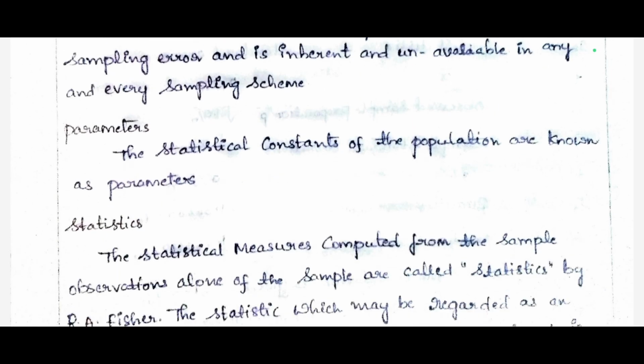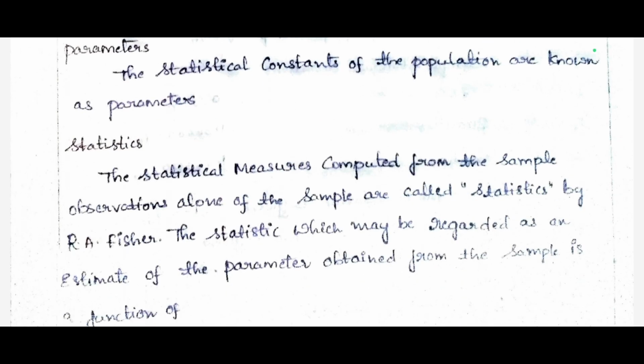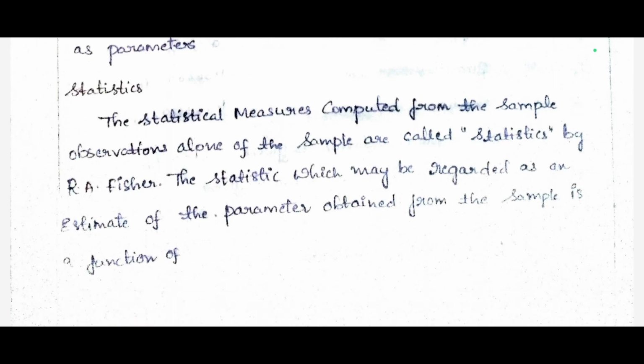Next, parameters. The statistical constants of the population are known as the parameters. Next, the statistics definition. The statistical measures computed from the sample observations alone are called statistics by R.A. Fisher. The statistic, which may be regarded as an estimate of the population parameter obtained from the sample, is a function of the sample observations.